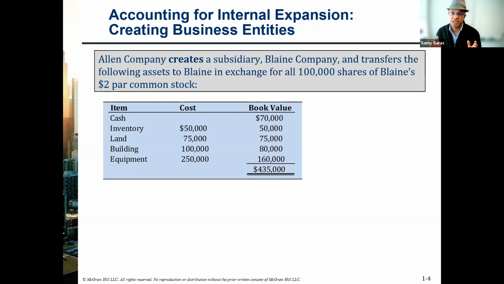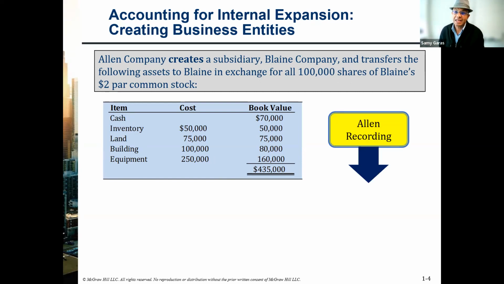And the book value for the cash is the same. The book value for the inventory is equal to the fair market value. The book value for the land is equal to the fair market value, but the building and the equipment, you can see there is a difference here. The difference between the cost and the book value comes from the depreciation, depreciation for the building and depreciation for the equipment. Remember, those items have been transferred from the parent company to the new subsidiary company.